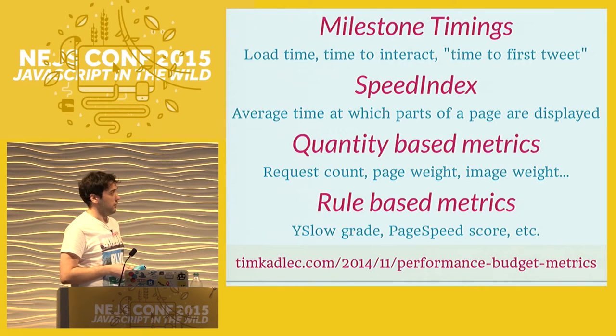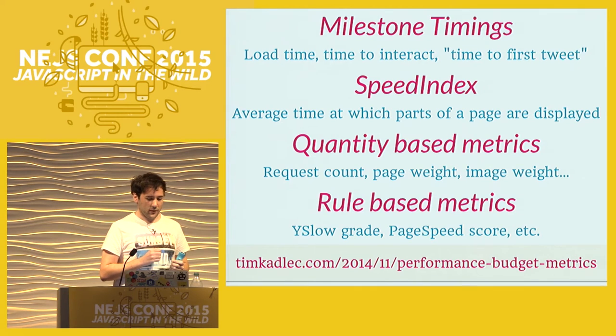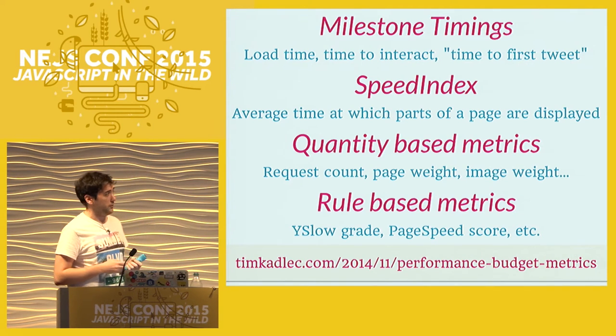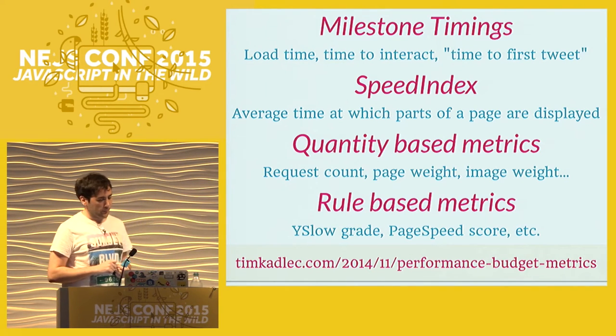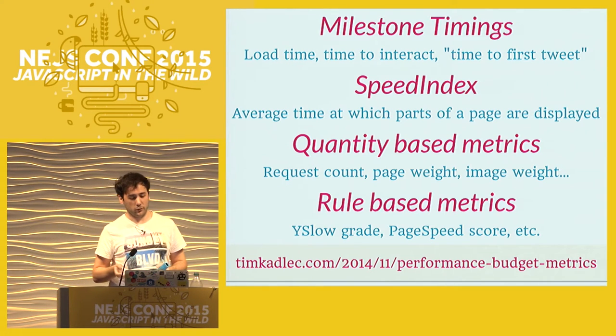Well, there's a ton of things that we can track, actually. Some of the easiest ones are quantity-based metrics, and this basically means request counts or page weight and stuff like that. Then there's milestone timings, like the time to the first tweet and whatnot.